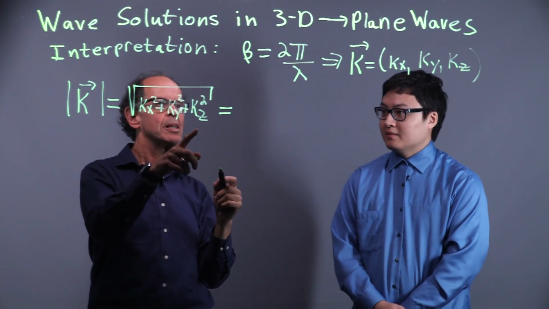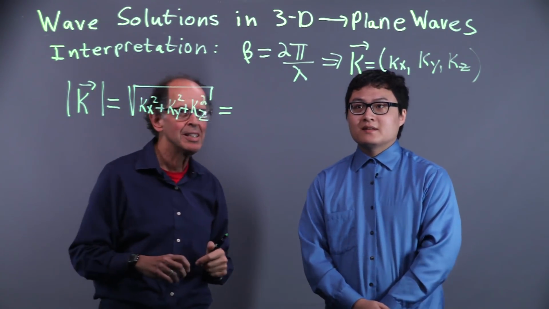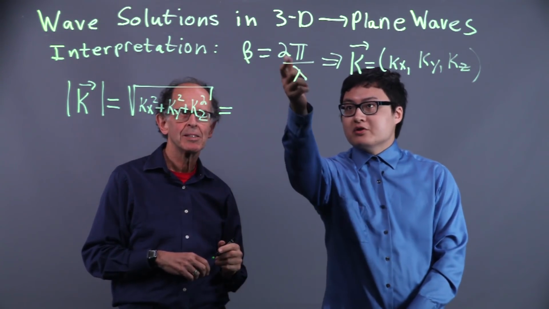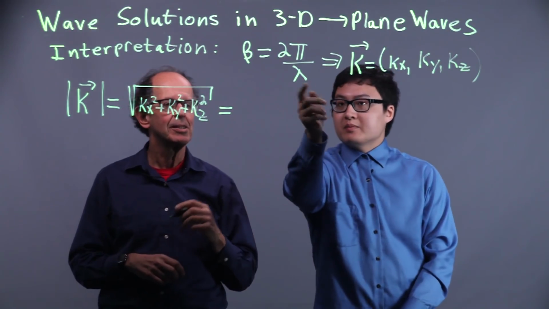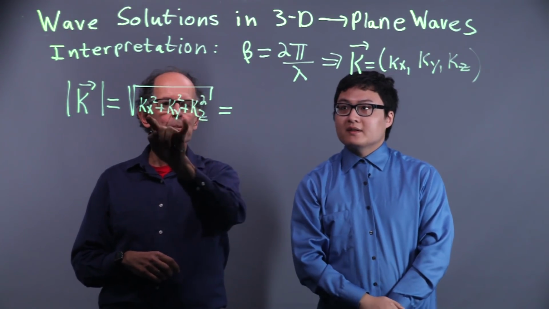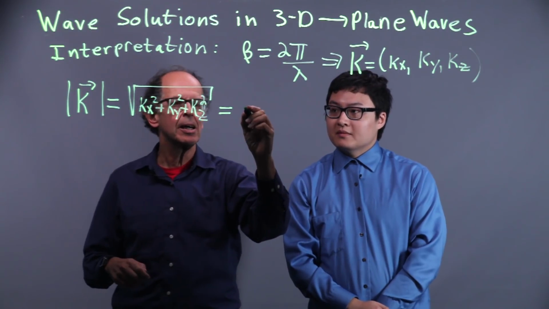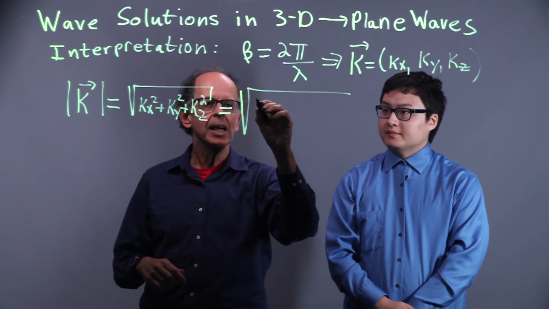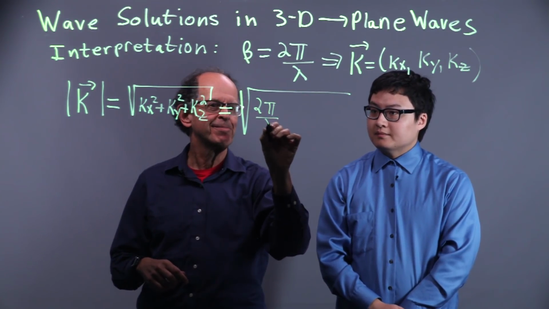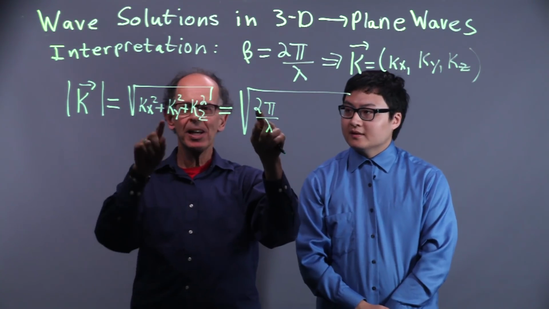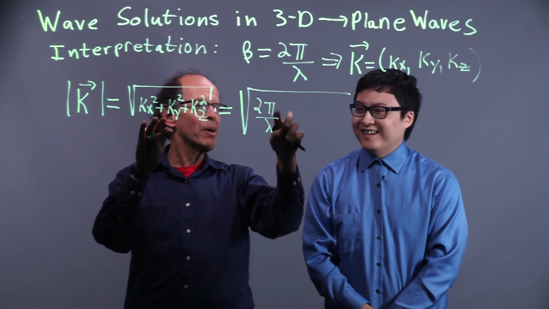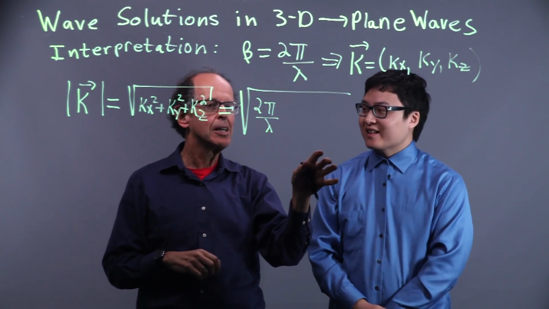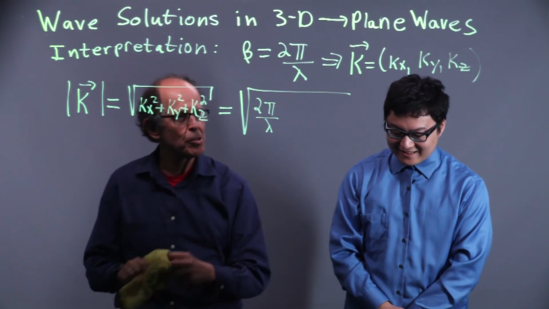What do you think this should be in terms of wavelengths? It certainly has to be correct when we have 1D. You mean we can just replace these by x, y, z components? Well, we can't just put in 2 pi over lambda. If we do that, we'll get something crazy: 2 pi over lambda squared plus 2 pi over lambda squared plus 2 pi over lambda all squared. That doesn't look too good. So let's do something else.